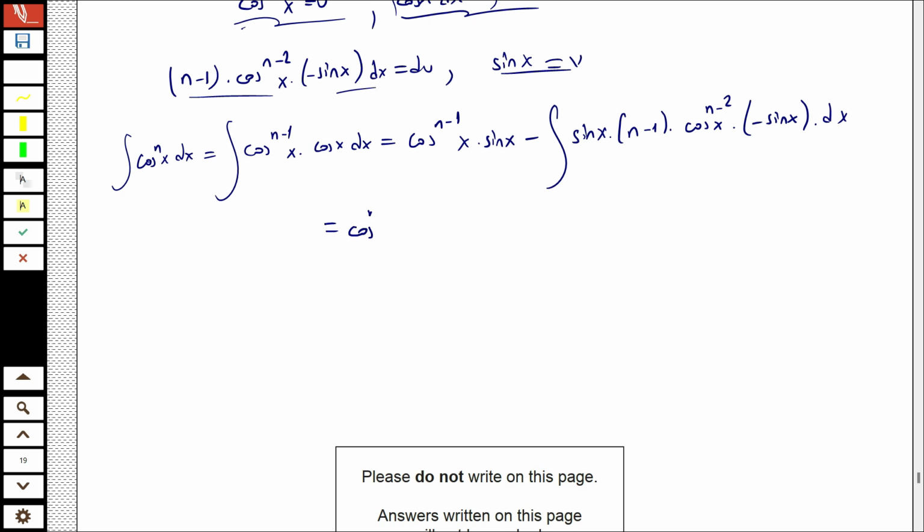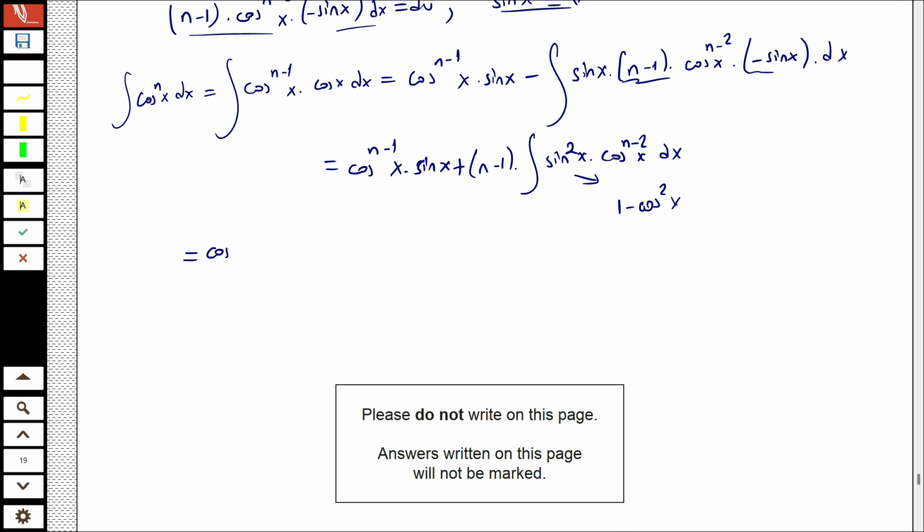So let's simplify this again. You can take this n minus 1 and the negative sign out of the integral, and you can write plus n minus 1 times integral. It's gonna be sine square times cosine to the power of n minus 2 x dx. So instead of sine square, you can write 1 minus cosine square. If you write like that, you will see that is cosine to the power of n minus 2 x minus, let's say, another integral. You can also write first inside cosine to the power of n x, right?